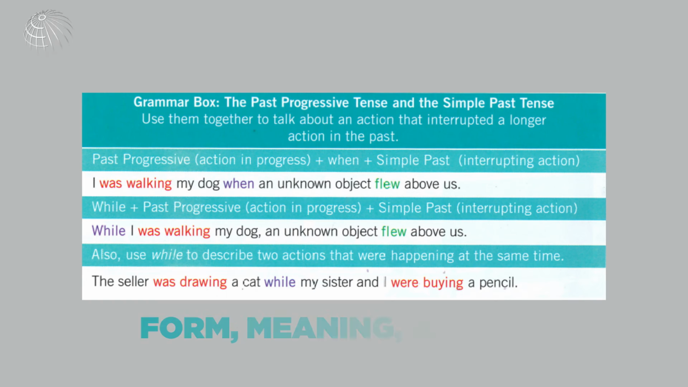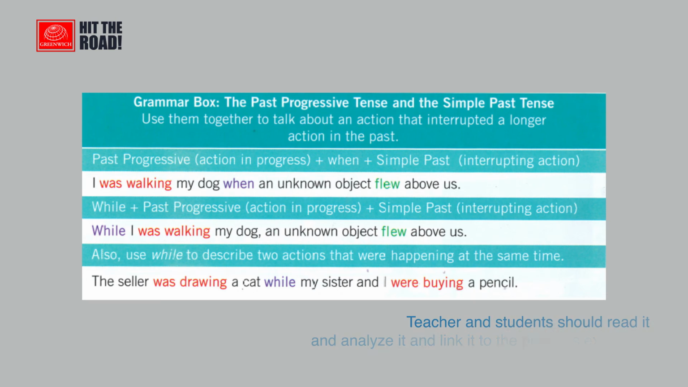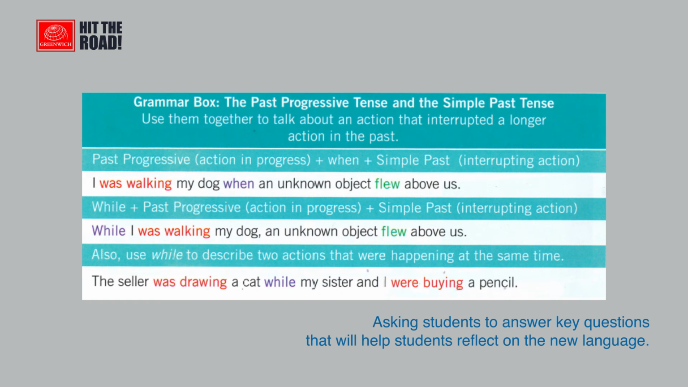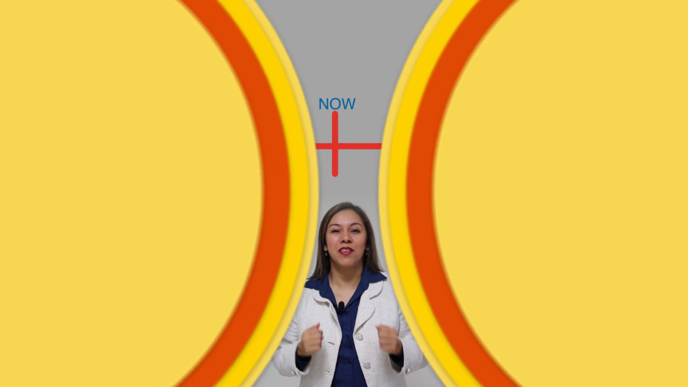The grammar boxes help students clarify the form, meaning, and use in a detailed way. The teacher and students should read it and analyze it, and link it to the previous examples, asking students to answer key questions that will help students reflect on the new language. The teacher's guide also suggests that the teacher use a timeline to complement his or her explanations.